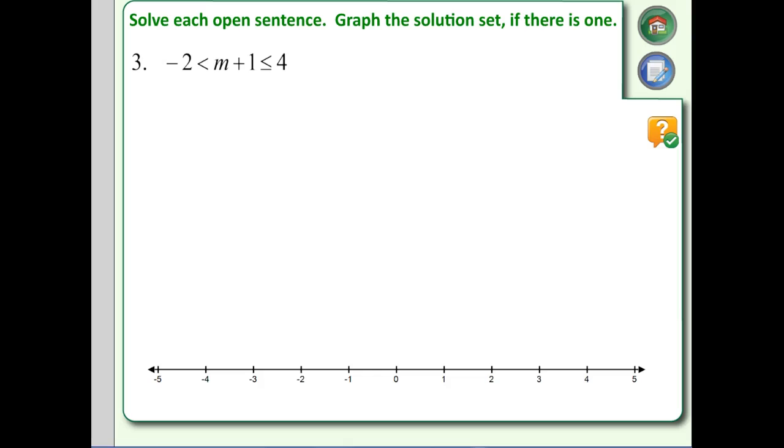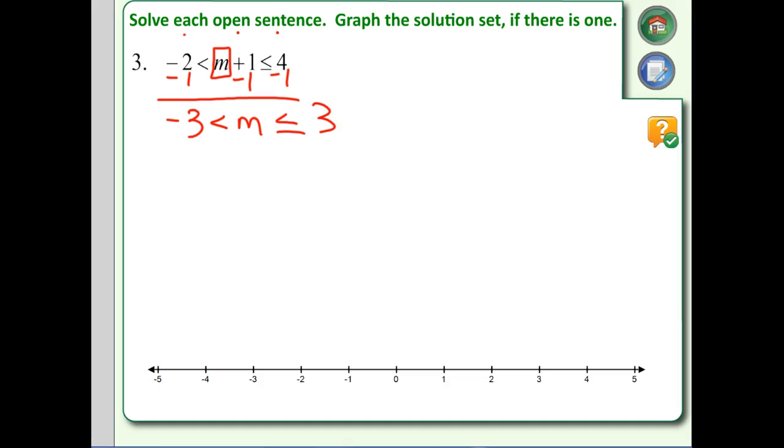Now, if you notice, I need to get m alone. And to get m alone, I've got to get rid of my floater. We've got to subtract 1. Now, because it's a compound inequality, because it's a conjunction, I've got a front, a middle, and a back. So whatever I do in the middle, I have to do on both sides as well. So if I'm going to subtract 1 here, then I also have to subtract 1 in the front and in the back. So let's go ahead and see what happens. We've got negative 3 is less than m is less than or equal to 3, because 4 minus 1 is 3.